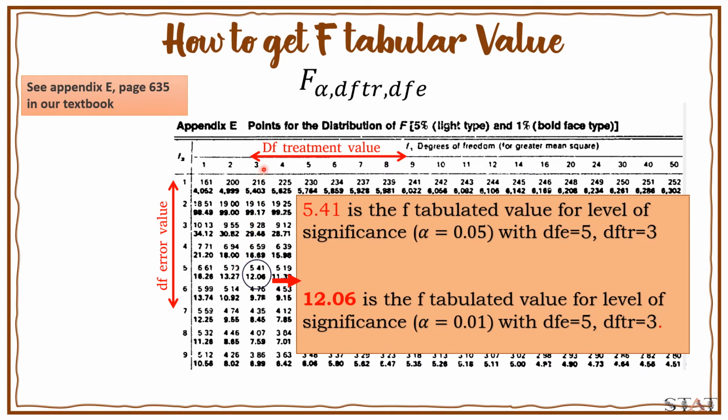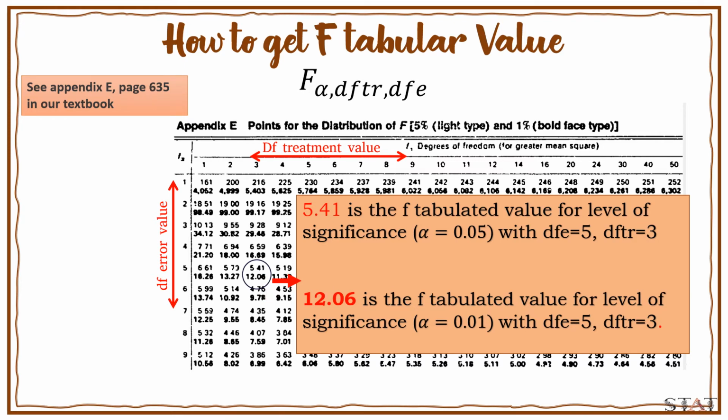So this is the FTR here in the column, and then on the horizontal, here we have the 5, the DF error. So in the intersection, the value 5.41 is for 5%, and then the 12.06 is for 0.01. Always note the instruction that 5% or 0.05 level of significance is in light type here in the upper part, and then 1% or 0.01 level of significance we have here in boldface type.